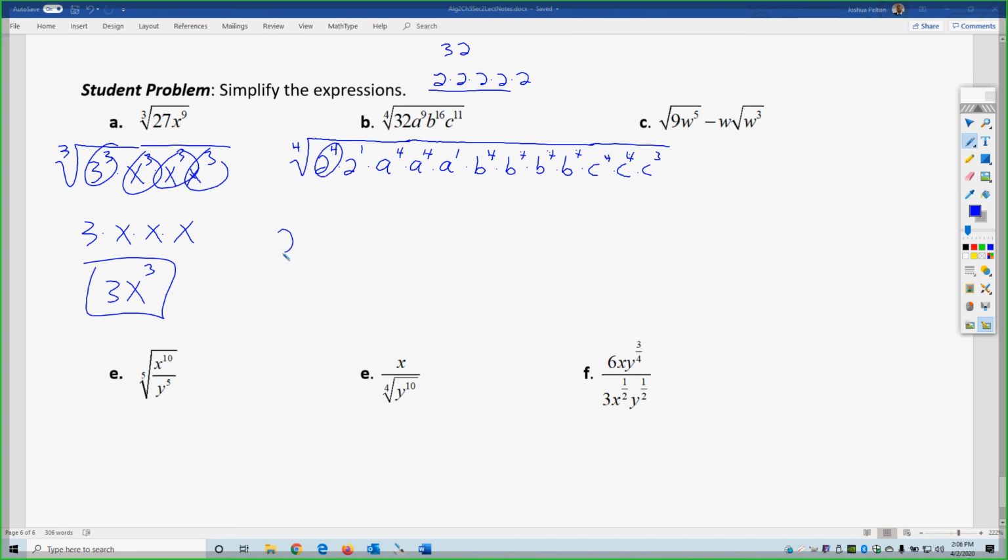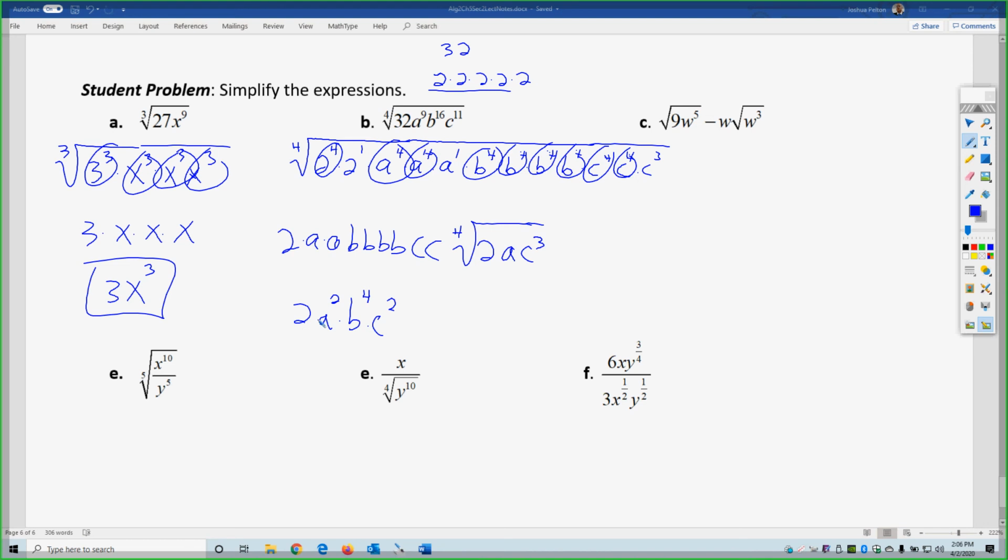So we have a 2 that comes out, 2 a's that come out, 4 b's that come out, and 2 c's. And we're left with a 2ac cubed. Okay, so we can simplify further. So 2a squared, b to the 4th, c squared, times the 4th root of 2ac cubed. Okay, so that satisfies rule 1 where you can only have a product of 1 left over inside.